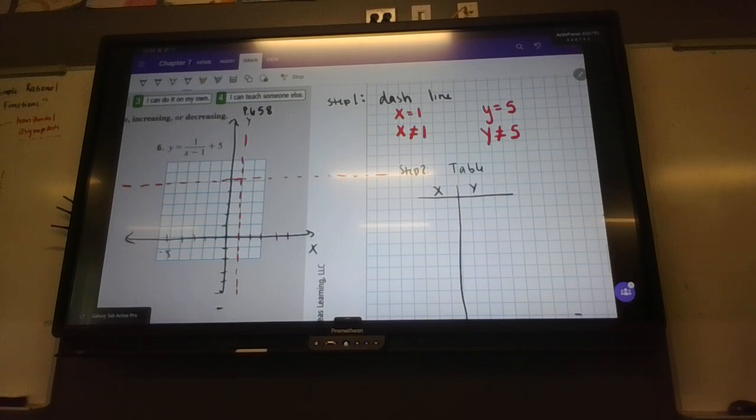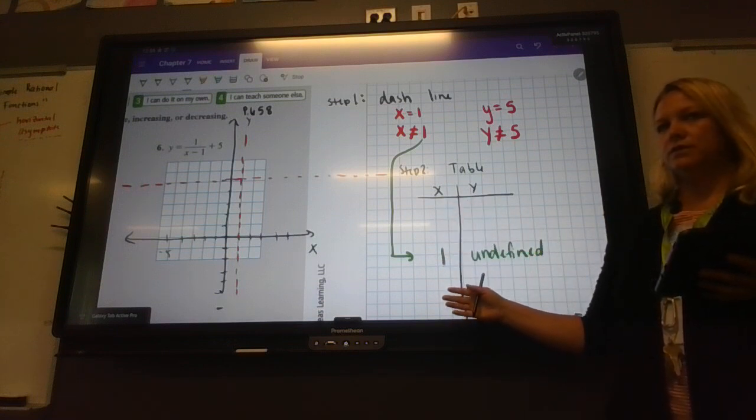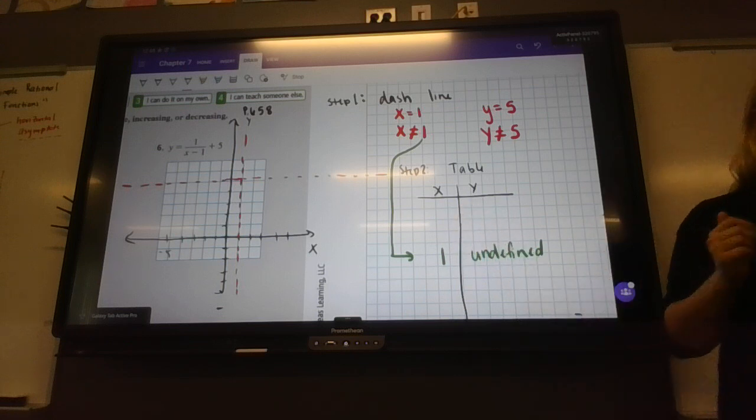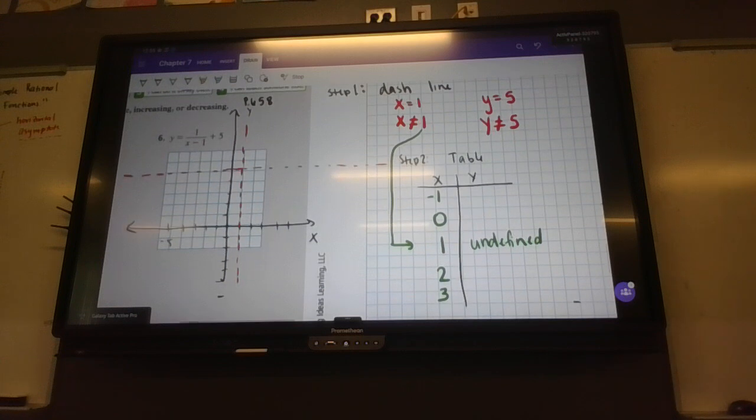So we're going to take this value that x cannot be and put it in the center. We're going to call it undefined, and we want 2 points to the left of it and 2 points to the right. So we just move out from there. I'll do the first one, and then I'm going to pause and have you plug in and get your numbers. Try to graph it and ask a question.